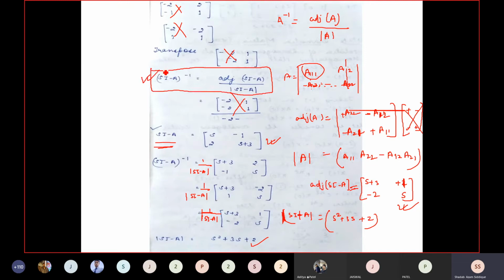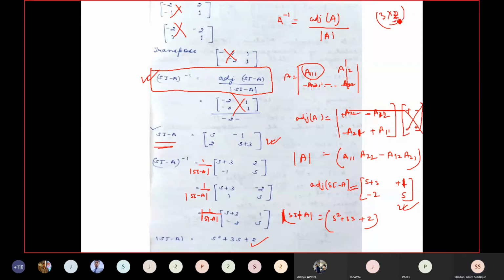Try to go through the 2 cross 2 matrix. I hope you are familiar with this. So you can revise on your own. You can also go through the 3 cross 3 matrix, the inverse of a 3 cross 3 matrix. You can go through this.